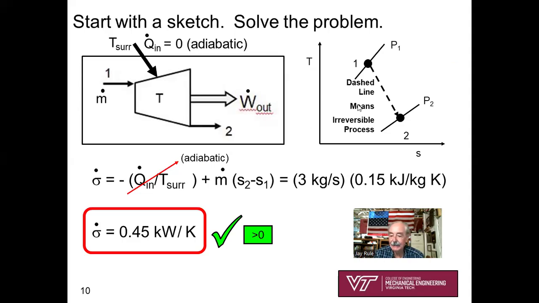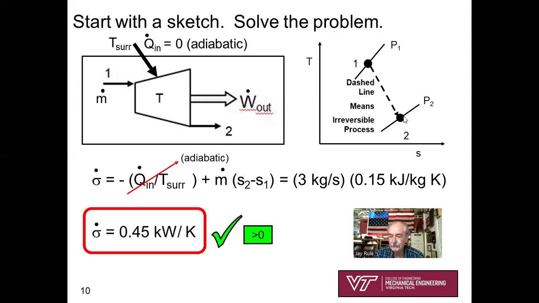Here's my TS diagram. I've got no heat transfer and I'm increasing my entropy, and so now I'm going to have to go through the numerics. I don't know this exactly, but I do know that S2 minus S1 is a positive number. So at least I know that state 1 is going to be at a high pressure, given. State 2 is going to be at a lower pressure, given.